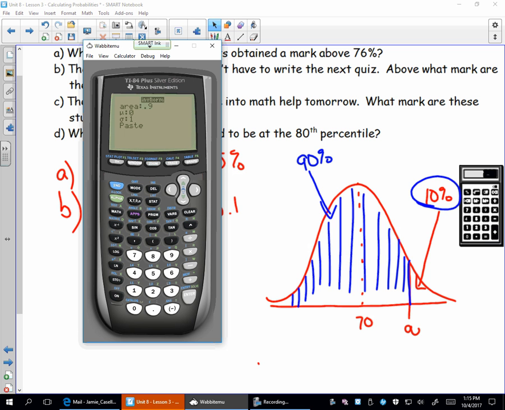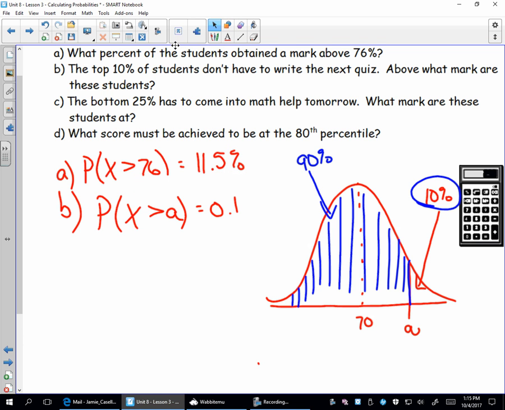Our mean, well, we know our mean already, it was 70. Our standard deviation was 5. We're going to paste it like normal. And our mark that you have to get is 76.4. So anybody who scores 76.4 or higher will be in the top 10%. So basically 76.5, right? If you're below 76.4, you're in the bottom 90%. The trick here is you have to make sure you're using the area from the left.